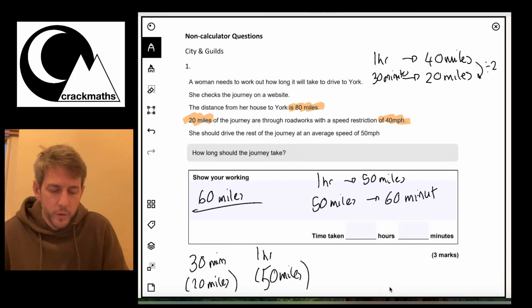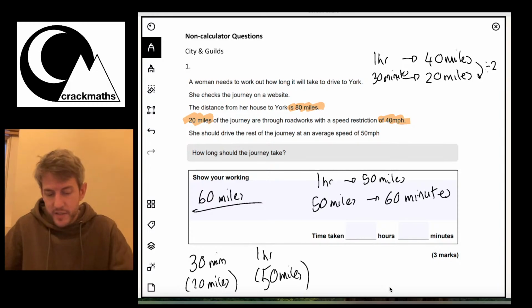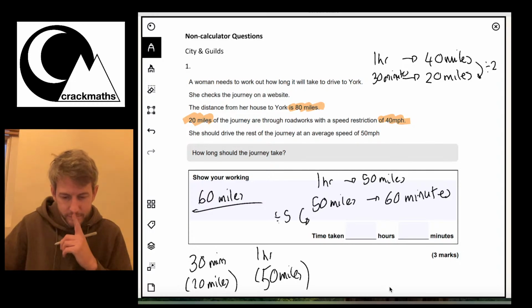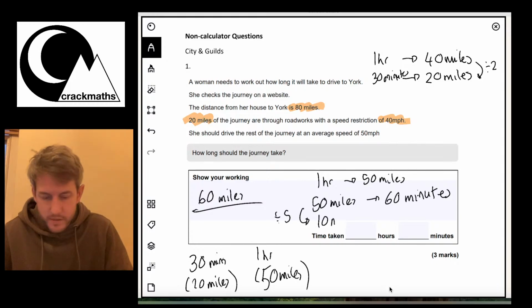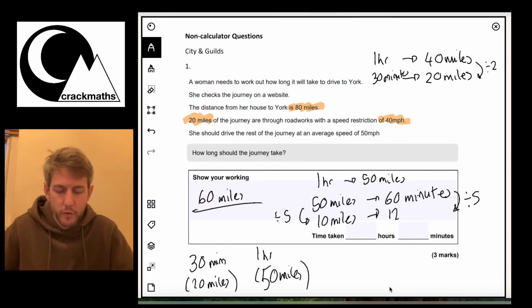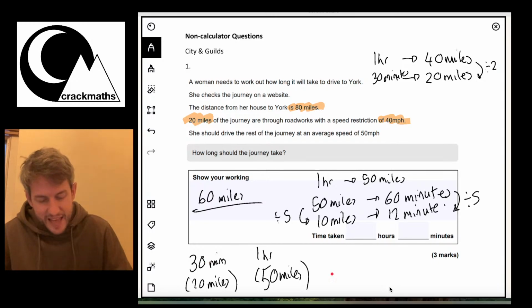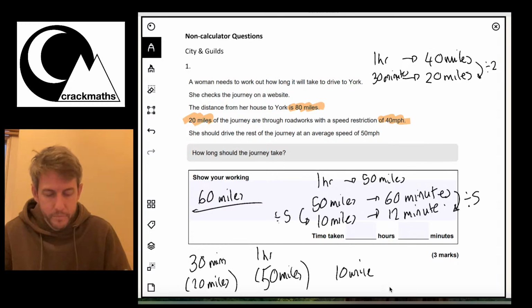So if 50 miles takes 60 minutes, well, I want to know what 10 miles does. So I need to divide this by 5. So if I divide this by 5, that's going to give me 10 miles. And then if I divide the 60 by 5, 60 divided by 5 is 12 minutes. Okay, so now I know that 50 miles she does in 1 hour, 20 miles she does in 30 minutes, and this last 10 miles here, she does in 12 minutes.